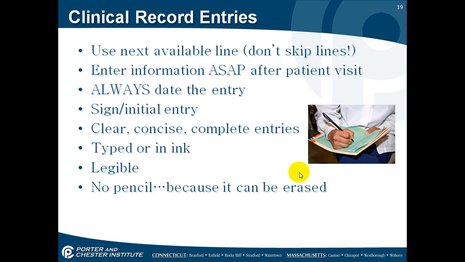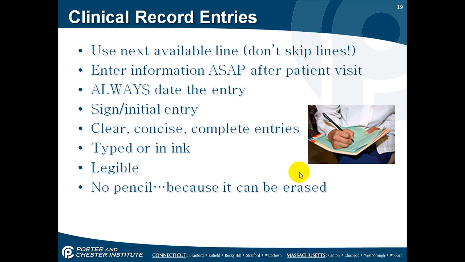Clinical record entries: use the next line. Most records today are done digitally, but if you're still doing paper records, this refers to that; you're going to do it on the next line. And the reason for it is, even though you say, I like to leave a line in between, it makes it look neater and your eye can go there, well, if anything came up legally, a lawyer could say, no, you wrote that in that line after the fact. That really didn't happen that day. And that's why you have to write on the very next line.